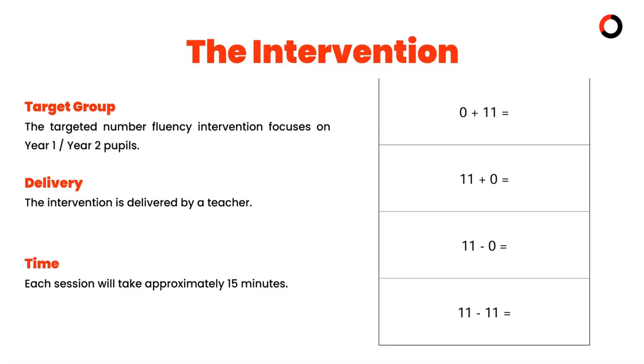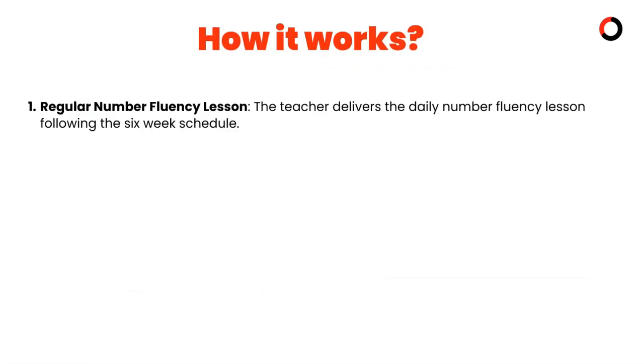So the intervention. The intervention is a targeted number fluency approach which focuses on year 1 or year 2 pupils. It's delivered in the class by a teacher, and each session will take approximately 15 minutes. How it works: the teacher delivers a daily number fluency lesson following the 6-week schedule.